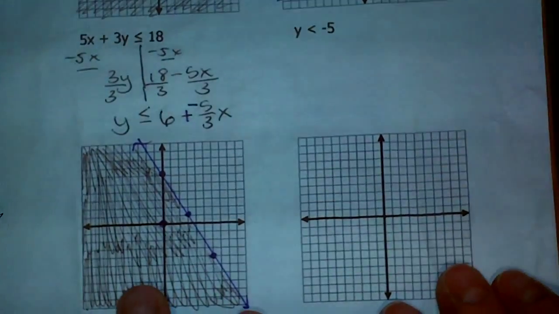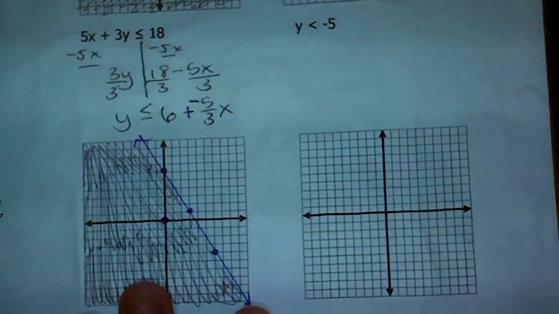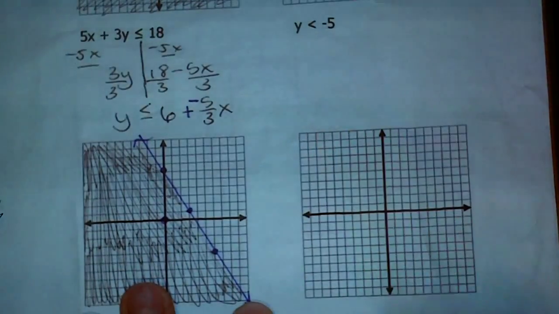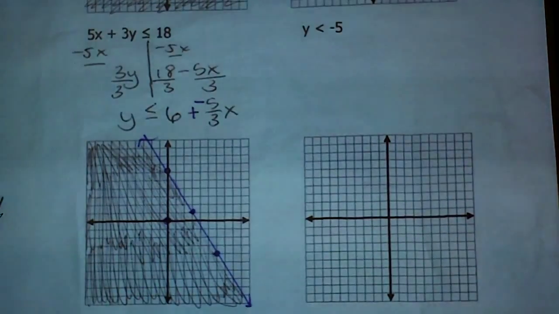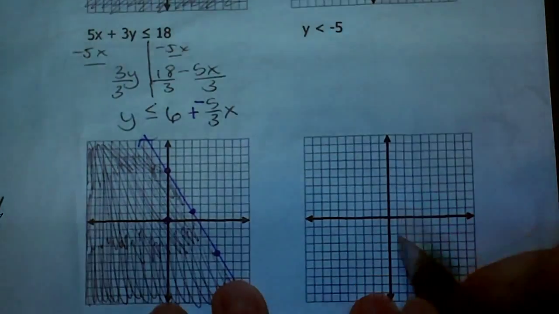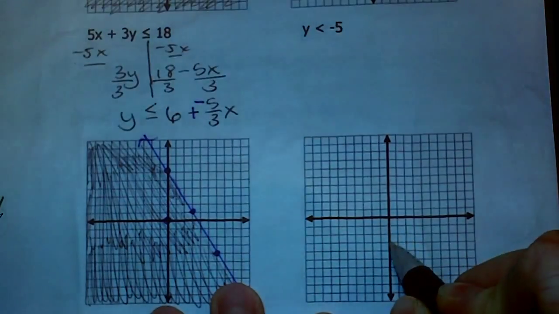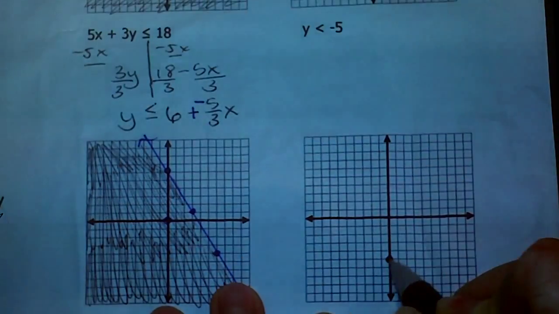Ooh, this one's nice. y is less than -5. So it's already solved for y, right? I don't see a coefficient of x. That means my slope is 0. A 0 slope means a horizontal line. So on my y-axis, 1, 2, 3, 4, 5 down to -5.